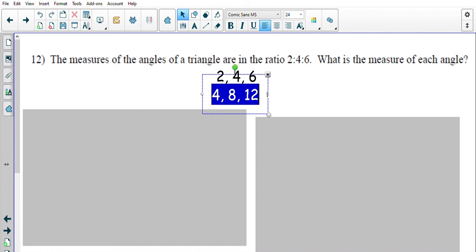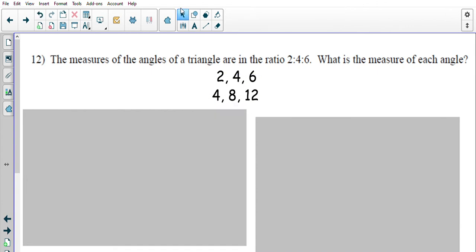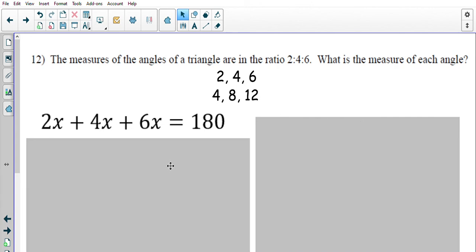So we're trying to figure out what we need to multiply 2, 4, and 6 by, all by the same thing, so we keep the same ratio, but the angles have to total 180 degrees. Guess and check definitely works here, but I think setting up an equation makes sense too. If we want to multiply 2, 4, and 6 by the same number so that we keep the ratio the same, we can multiply 2, 4, and 6 by x. Let's figure out what we need to multiply it by and set it equal to 180.